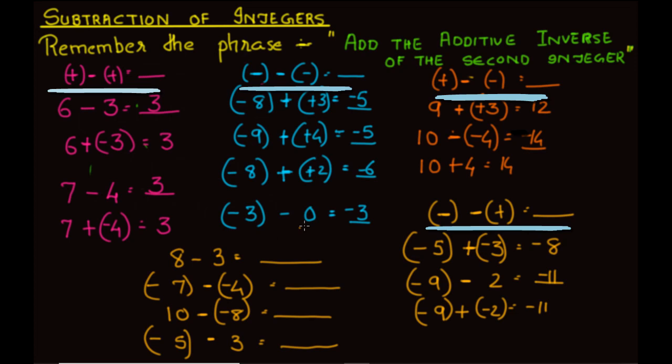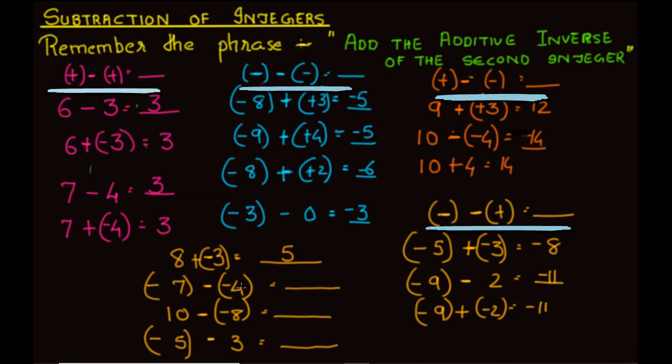Okay, done. That's it. So 8 minus 3. We need to subtract these integers. So I told you to remember the phrase, add the additive inverse of the second integer. So add the additive inverse. So this becomes negative 3. So 8 plus negative 3 gives us a 5. Did you get it? Yes? Good. That's lovely. What about the second one?